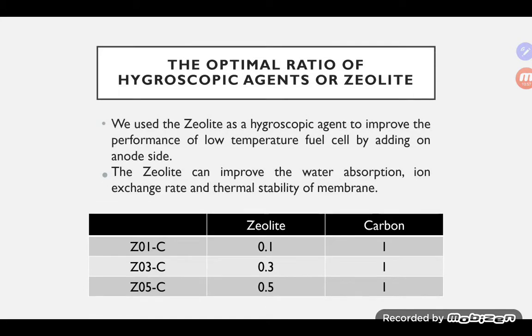Okay, and the optimum ratio of the hygroscopic agent, the zeolite. We use the zeolite as a hygroscopic agent to improve the performance of the low temperature fuel cell by adding it on the anode side. The zeolite can improve the water absorption, ion exchange rate, and some thermal stability of the membrane. So this effect will improve the performance of the membrane. So we vary the zeolite as 0.1, 0.3, and 0.5 per 1 carbon.